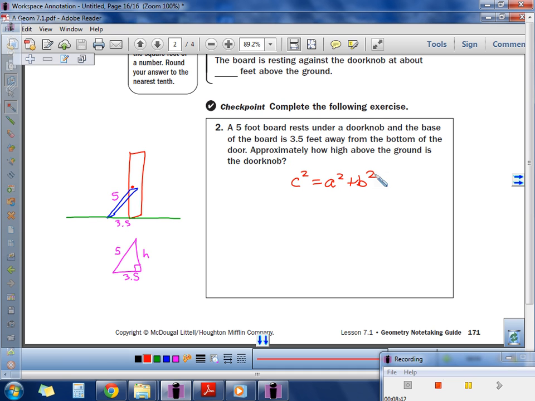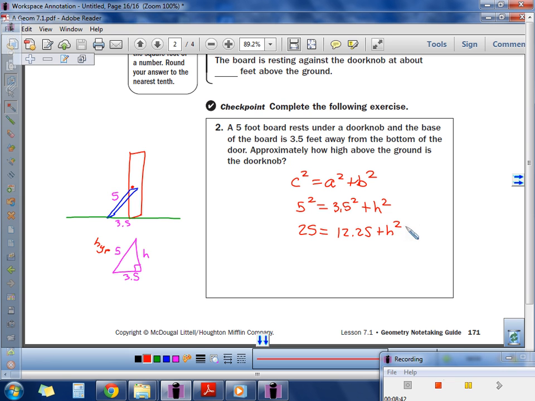What's the most important piece on that picture? The hypotenuse. And which one's the hypotenuse? 5. So I always label that hypotenuse so I know that that piece goes in for my C. And then I can plug in the others. I'll say 3.5 and then h squared. What is 3.5 squared? 12.25.